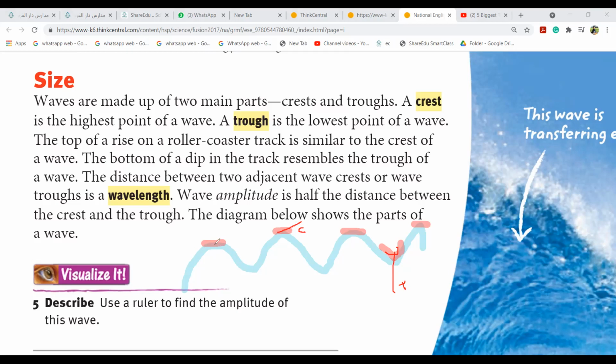Now, do you see this distance between one crest and another crest? This distance is called the wavelength. Again, a crest is the highest point of a wave. Now, for example, if I draw a wave here, let me draw it with the actual wave color. Okay, this is a wave.